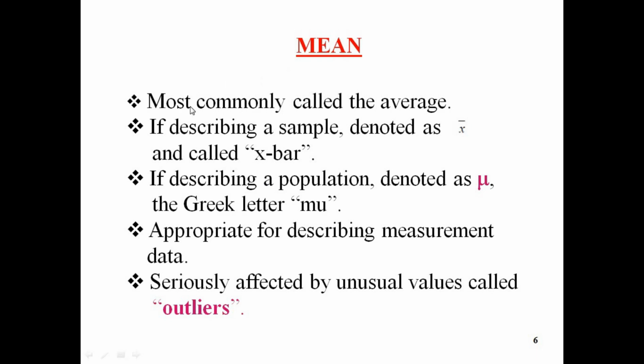Mean. This is most commonly called the average. Simply we call mean as average. If describing a sample, then the mean is denoted by x bar. If describing a population, then the mean is denoted by mu. This is the Greek letter, and it is appropriate for describing measurement data. It is seriously affected by unusual values, which are called outliers.